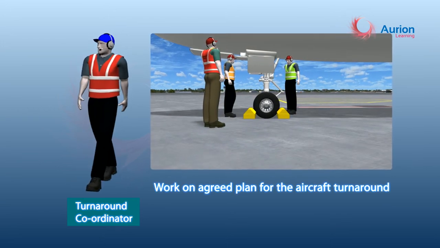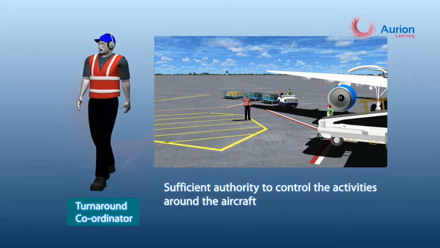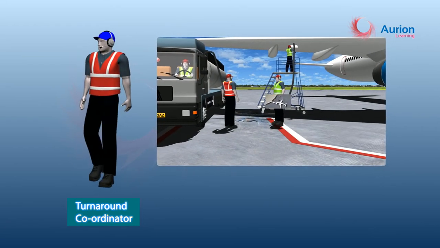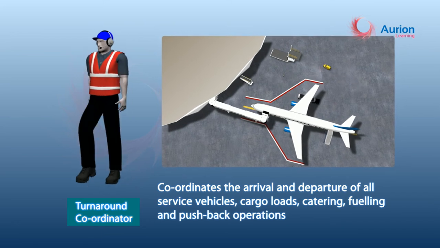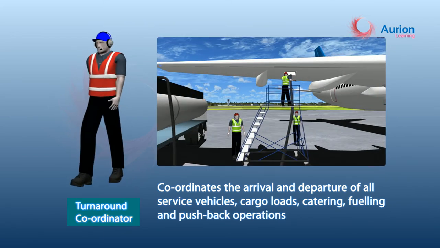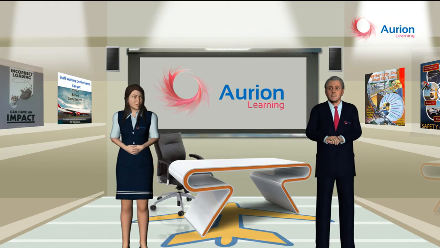He works to an agreed plan for the turnaround and has sufficient authority to control the activities around the aircraft. He coordinates the arrival and departure of all service vehicles, cargo loads, catering, fueling, and pushback operations. Professor Orion will brief you more about the airside operations that need to be monitored by the turnaround coordinator.